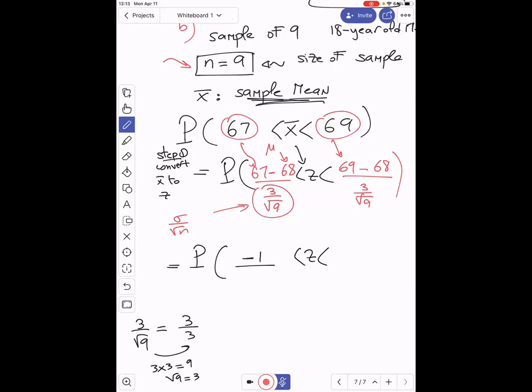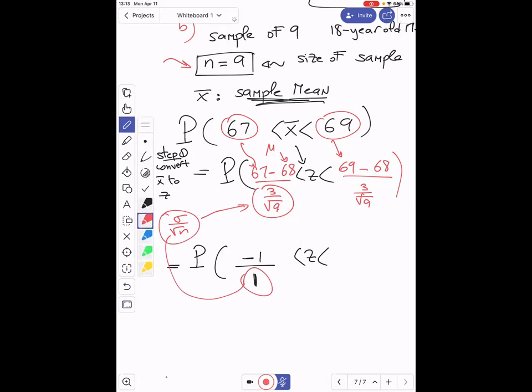Right, the square root of 9 is 3, so this is just 3 over 3, which is 1. So here we need to divide by 1, that's just 1. Again, this is sigma over the square root of n. For the other side, that's positive 1: 69 minus 68 over the same thing, 3 over the square root of 9. Again, it's 3 over 3, that would be positive 1.